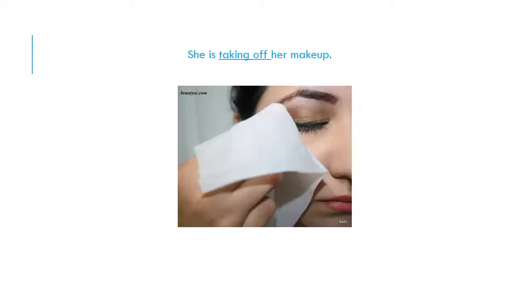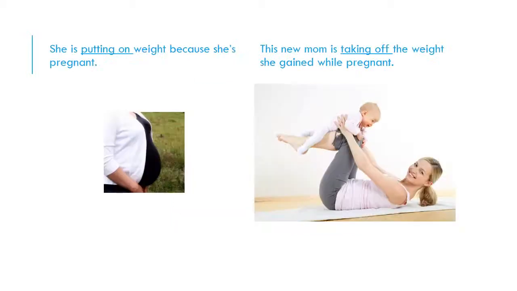Okay. And in this one, she is obviously taking off her makeup. In these pictures, we see a woman who is putting on weight because she's pregnant. People put on weight when they're pregnant. And in the other picture, we see maybe a new mom with a young baby, and maybe she's doing some exercise and she's trying to take weight off that she gained when she was pregnant. So you put on weight and you take off weight.